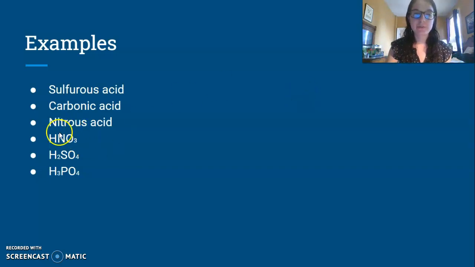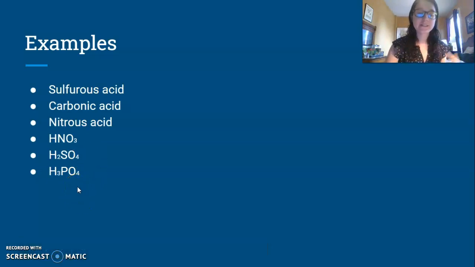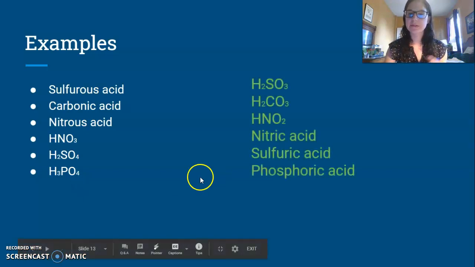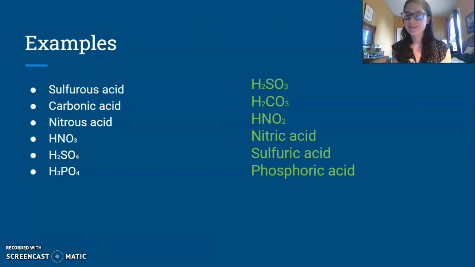For HNO3, NO3- is nitrate. So that's going to be nitric acid. SO4 is sulfate, so it's going to be sulfuric acid. And PO4 is phosphate, so it's going to be phosphoric, however you want to say it, acid. Okay, so there are your answers for your ternary acid naming. Okay, so that's a little review on nomenclature.